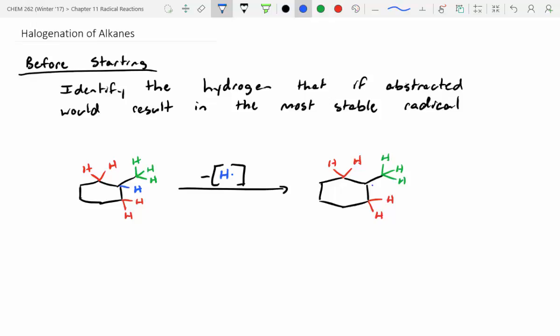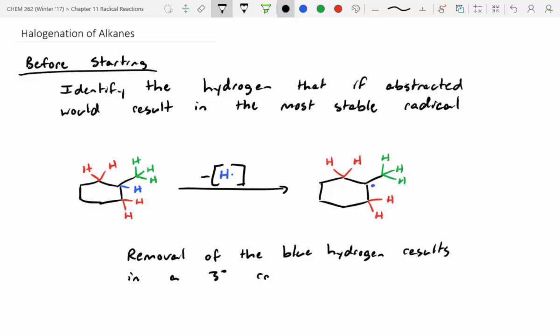And now we've got this unpaired electron coming off that tertiary position. So removal of the blue hydrogen results in a tertiary radical. That means that far and away that blue hydrogen is going to be the most reactive hydrogen on this molecule.